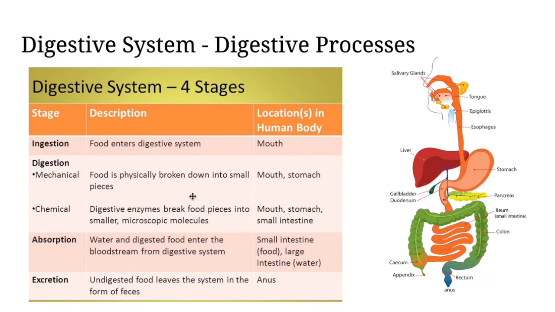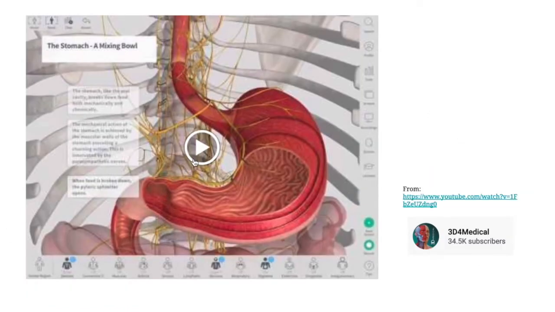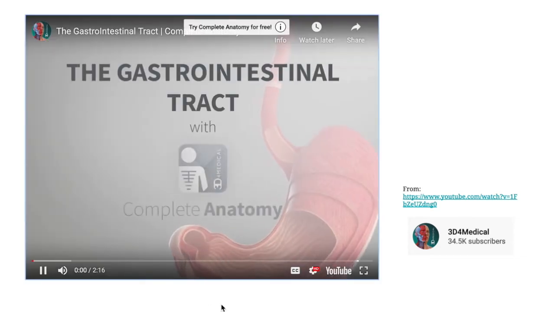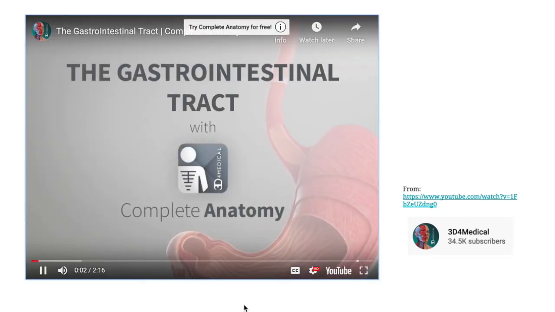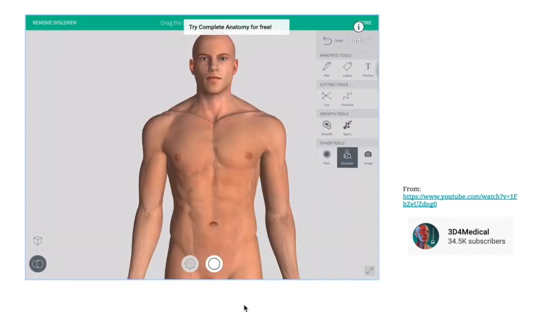And then finally, our last stage is excretion, you getting rid of the waste that's left over, the undigested food in the form of feces, and that leaves your body through the anus. Next, we'll just take a look at your GI tract. Your gastrointestinal tract is actually a tunnel that goes right through your body from mouth to anus.